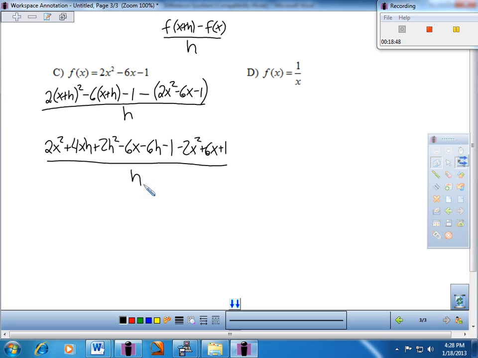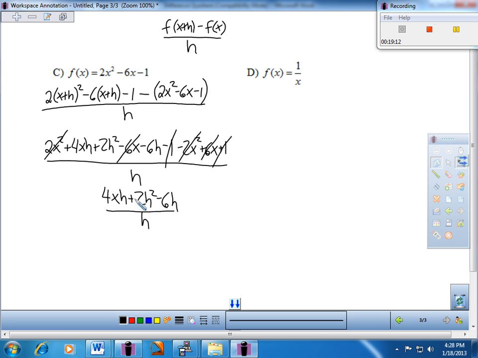Yikes, on top. But let's see what happens. 2x squared, gone. 6x's, gone. 1's, gone. And so now let's see what's left, and let's see if we can work with it even further. So 2h squared minus that, all over h. Okay, looking good. Again, just be careful on canceling things out.